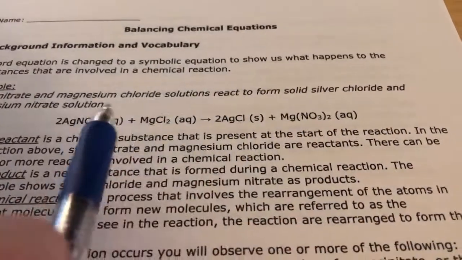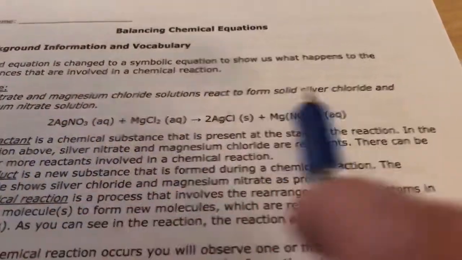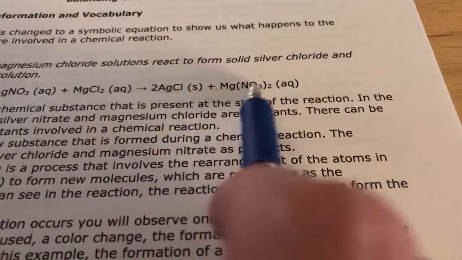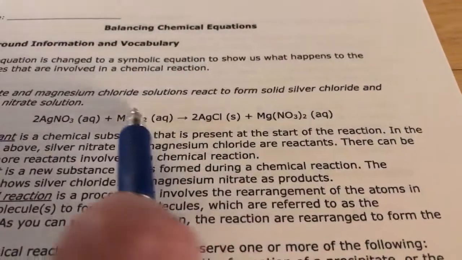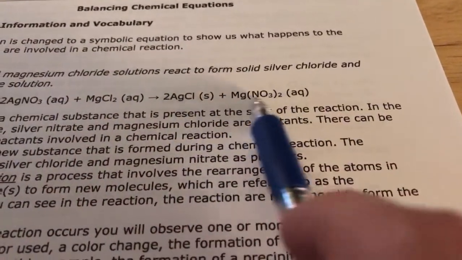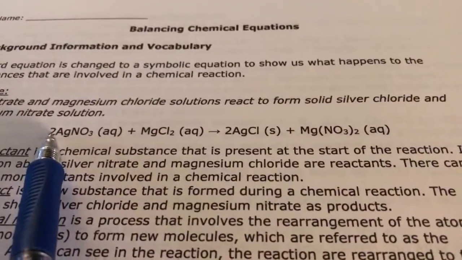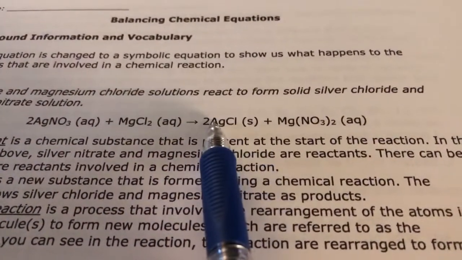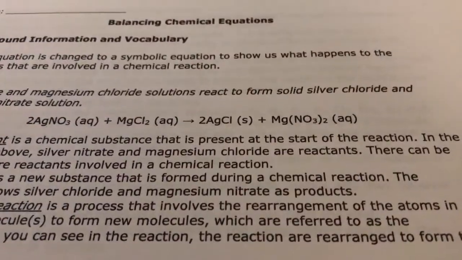We need to know that the mass of the reactants has to equal the mass of the products. And the only way we can get the mass of the reactants to equal the mass of the products is if we know what the coefficients are for each of the reactants and the products. We have to be able to balance.